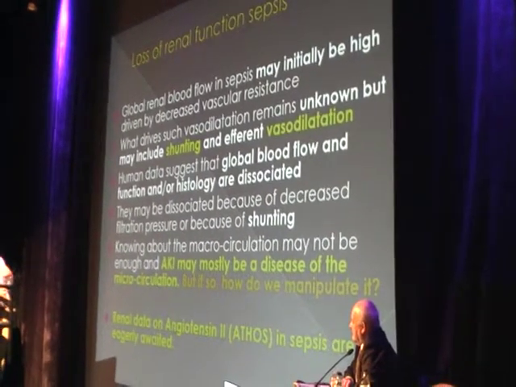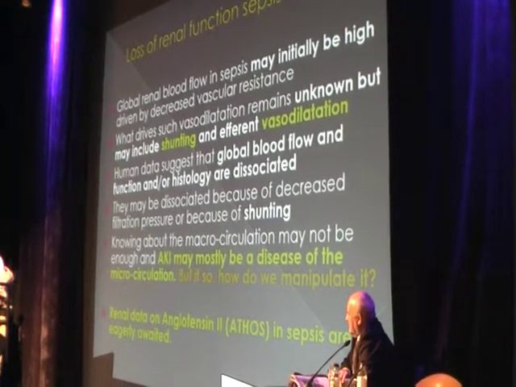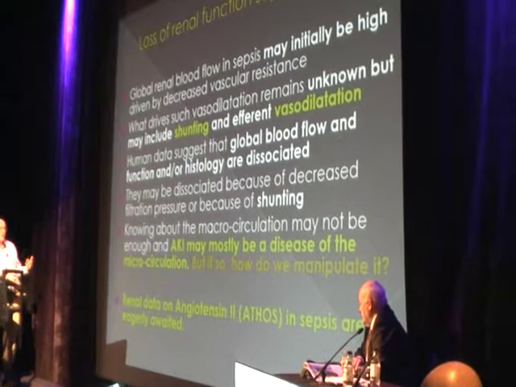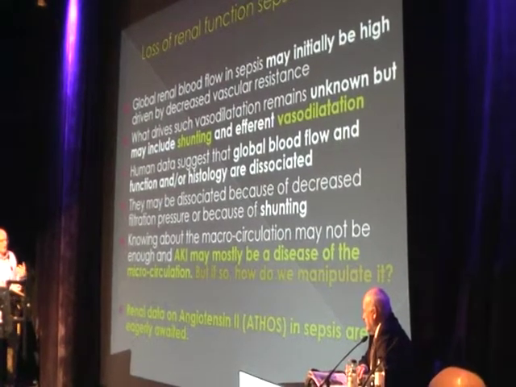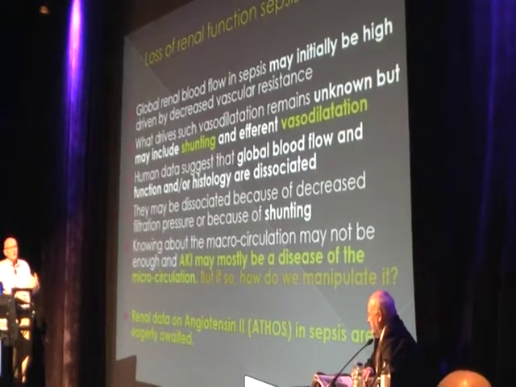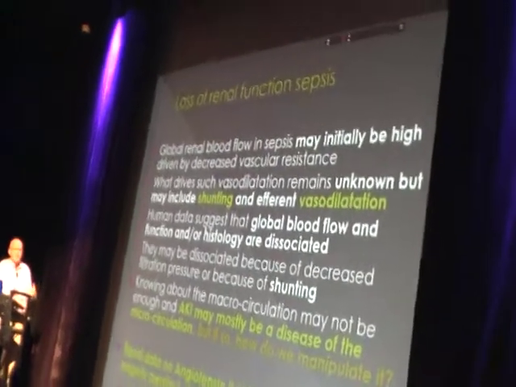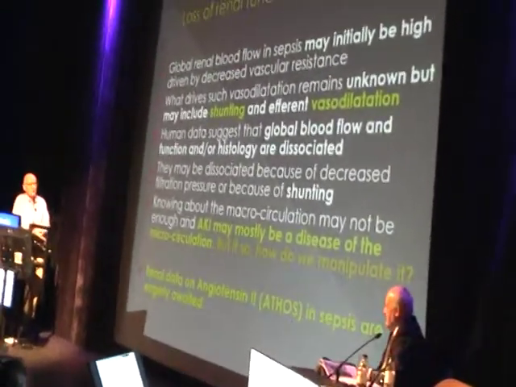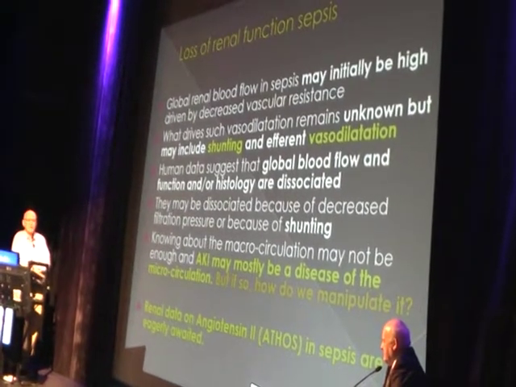That may be due to a loss of filtration pressure in the glomerulus due to shunting, and most of all, knowing about the macro circulation, which is what we deal with, may not be enough, because acute kidney injury may well be a disease of the microcirculation. And if that's what it is, then we're so far away from being able to manipulate it. And we'll see if the administration of angiotensin II in the ATHOS trial delivers any signal. Thank you very much.